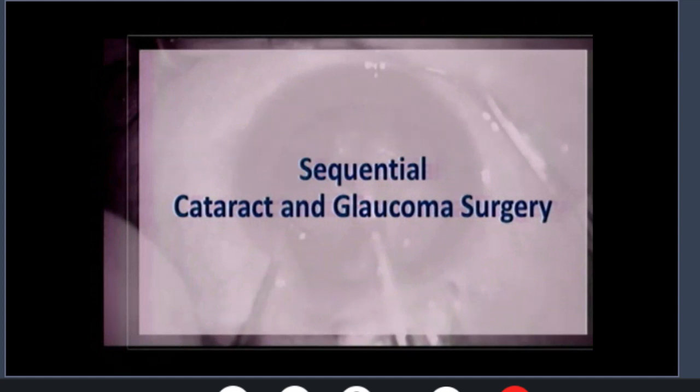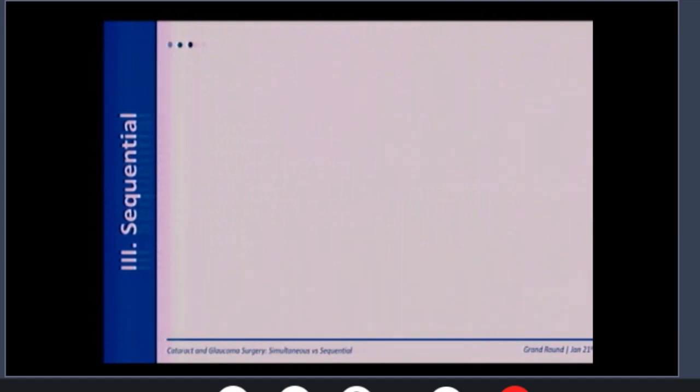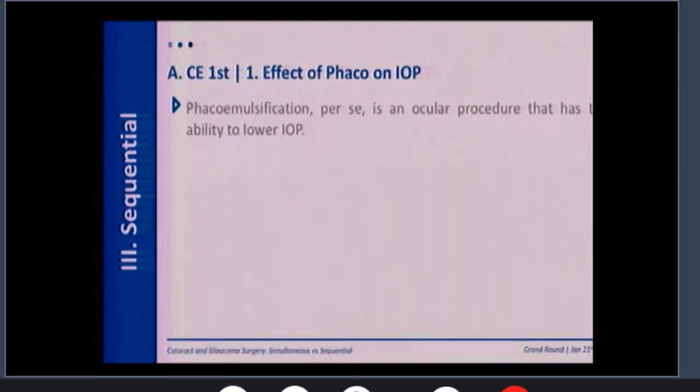So the second part is sequential surgery. We'll be talking about performing one procedure and then the other. First, let's talk about doing cataract surgery first and then delaying the glaucoma procedure. It's well known that phaco itself reduces the IOP, and the famous saying is that phaco is actually the most commonly performed glaucoma surgery.